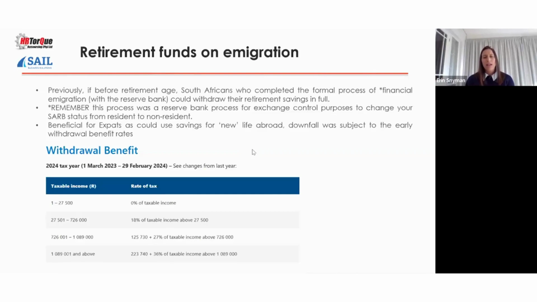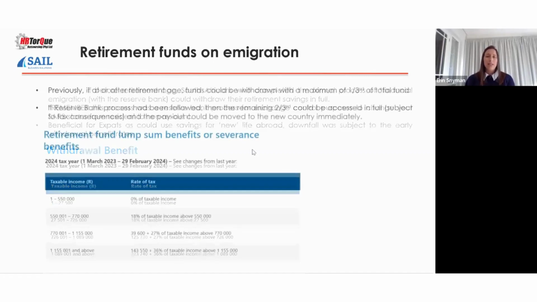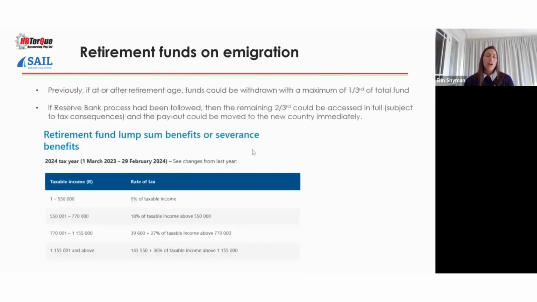If you are approaching that, then just to consider, if you're under retirement age, you are going to be taxed according to the early retirement withdrawal benefit tax tables, which means that only the first 27,500 is going to be tax free. If you were to wait and pull these retirement funds at retirement age, you will see the benefits here. You're going to be taxed at different tax tables. Your first 550,000 would be tax free.